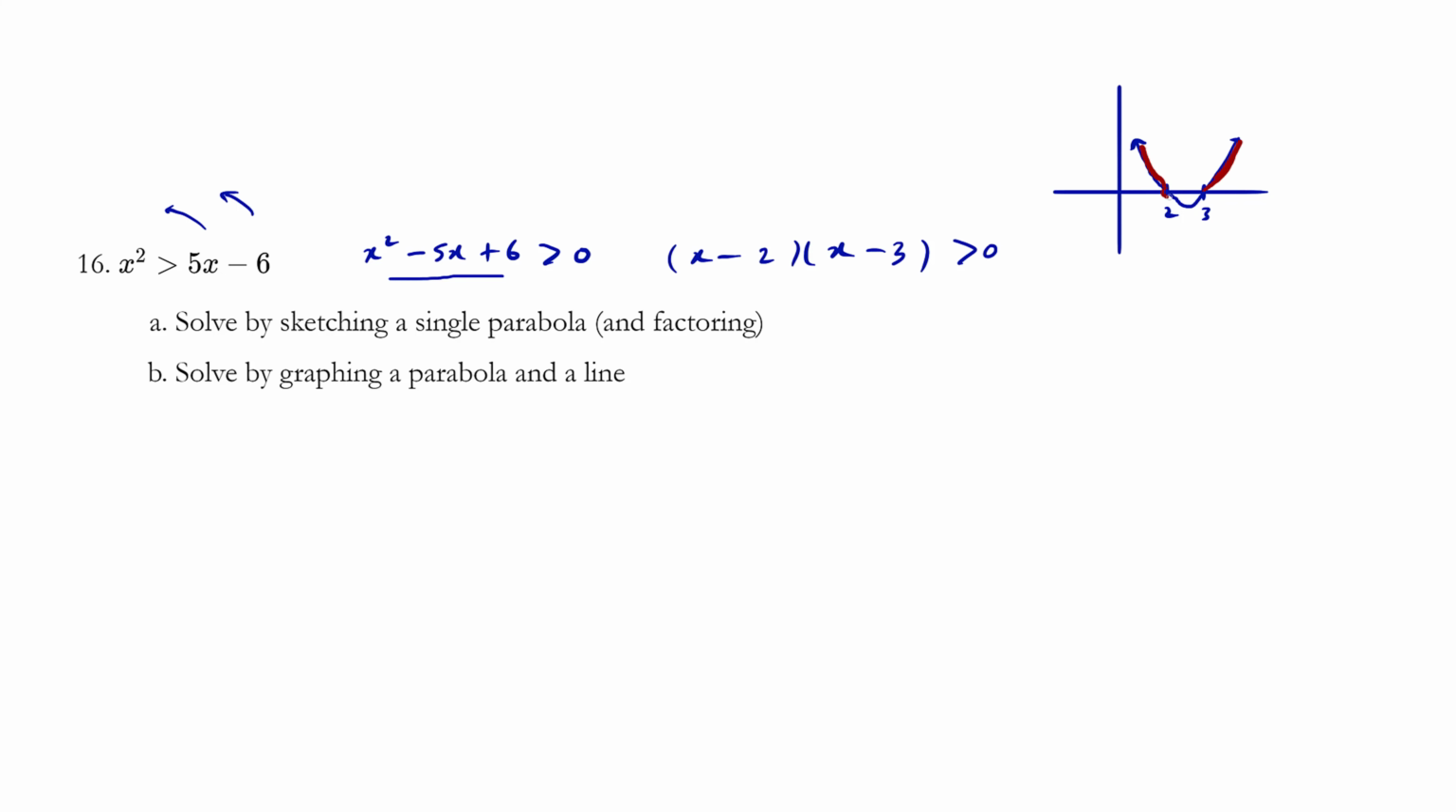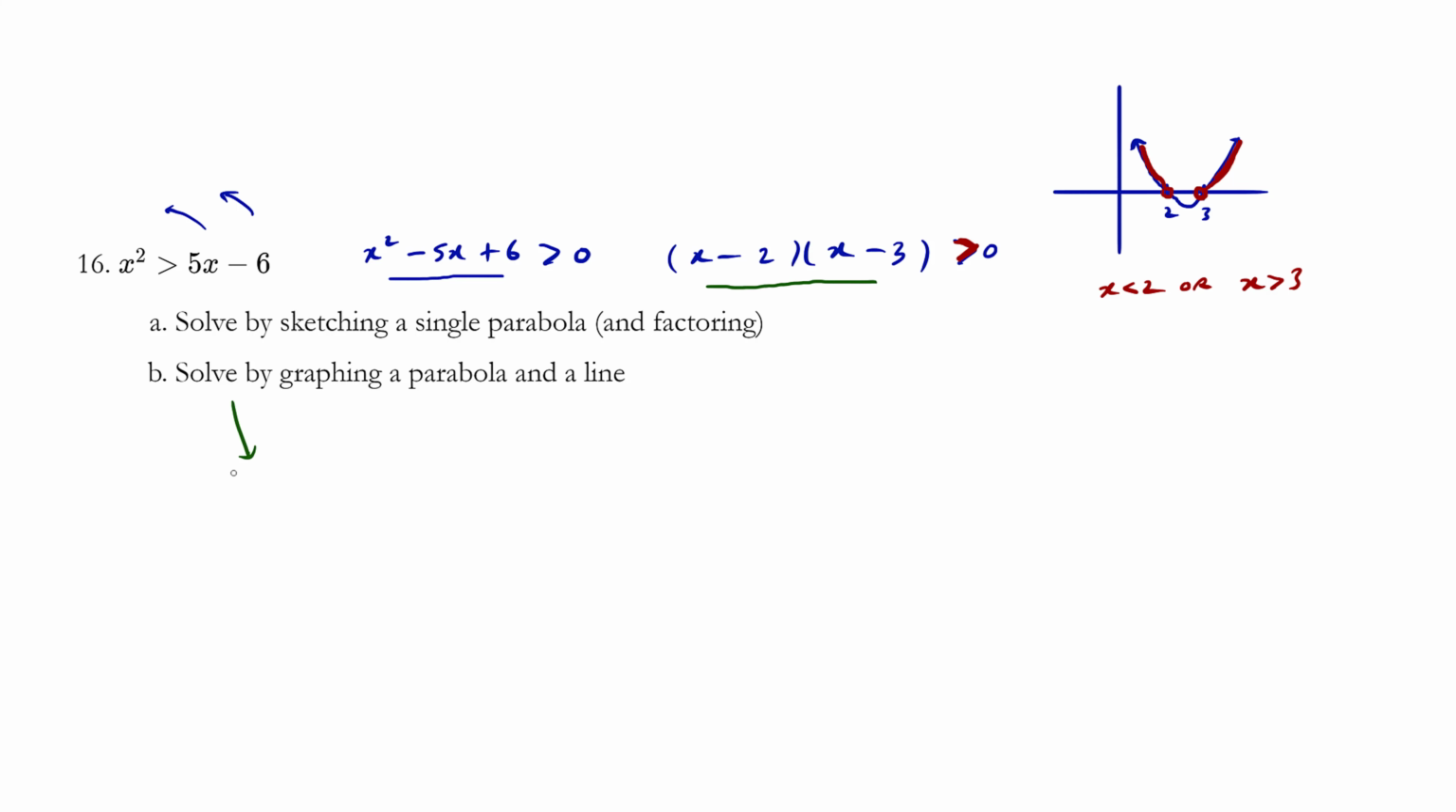And we're going to have a hollow circle here because we don't have an actual equal sign for this inequality. So the domain in which it is greater than 0 is x is less than 2 or x is greater than 3. You can even have a union symbol if you wanted to. So this here is our single parabola.